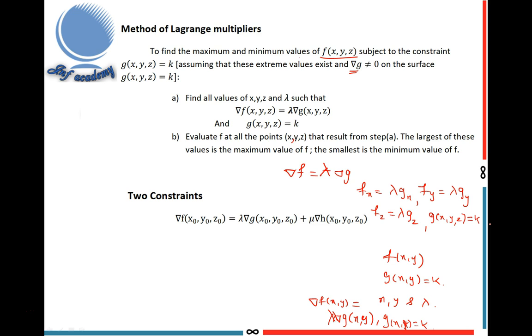This is the method of Lagrange multipliers in two variables. This is the three variable case. Suppose a second constraint h is given, then the condition becomes del f equal to lambda del g plus mu del h. Another constant is added, another unknown constant. This is the condition for two constraints. Suppose you have two constraints, then you have to use this formula. This is the definition.